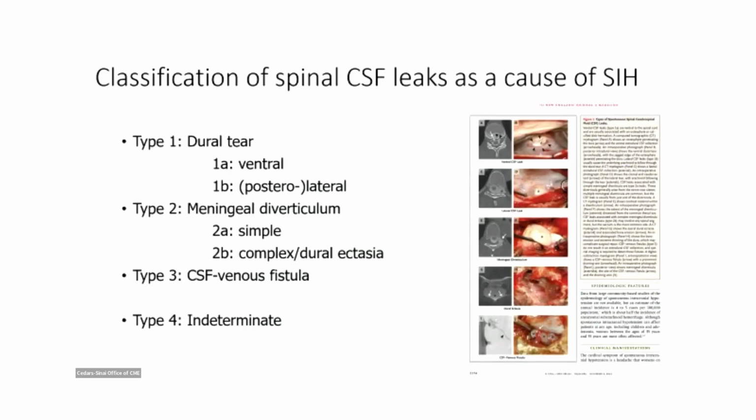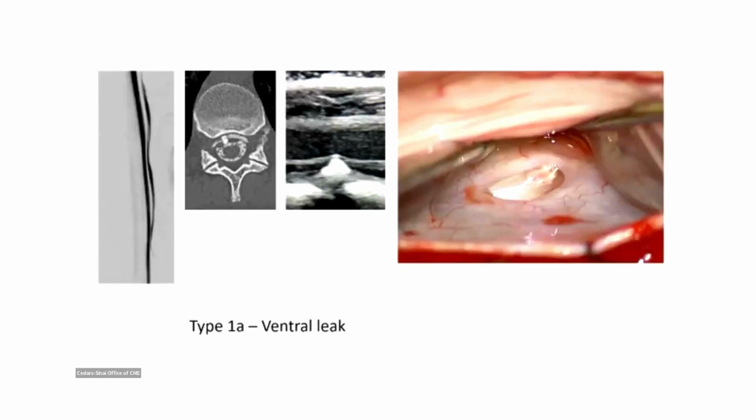Or it could be type 2. Those are people with either meningeal diverticula or dural ectasia. And then type 3 is this CSF venous fistula. So type 1A, these are dural tears in front of the spinal cord, so we call them ventral leaks. And they're almost always associated with a little piece of bone.